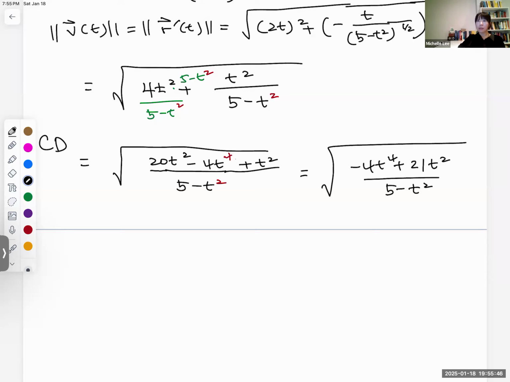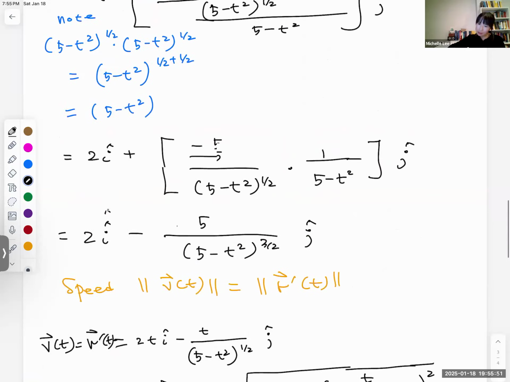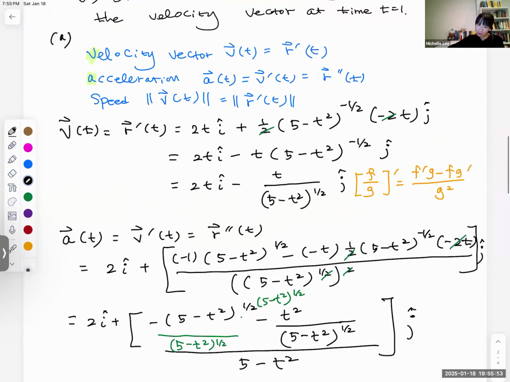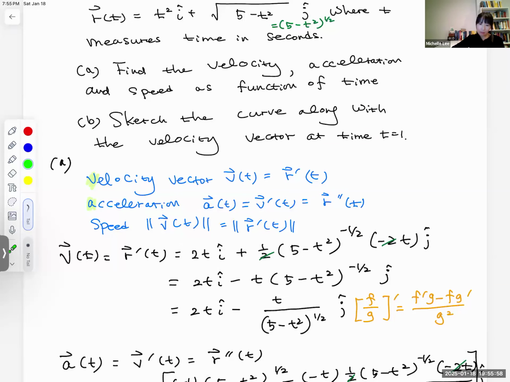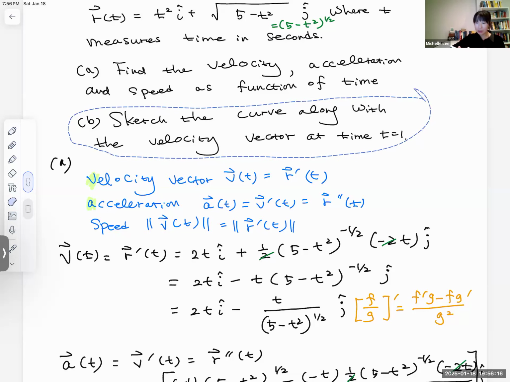All right. Let's do the second part. They don't say anything, right? So what is t equal to 1? They just say to find the velocity, acceleration, and speed as a function of time. So they don't indicate what time, right? Okay, so let us do the second part, to sketch the curve along with a velocity vector at time t equal to 1. So let's do it when time equals 1.